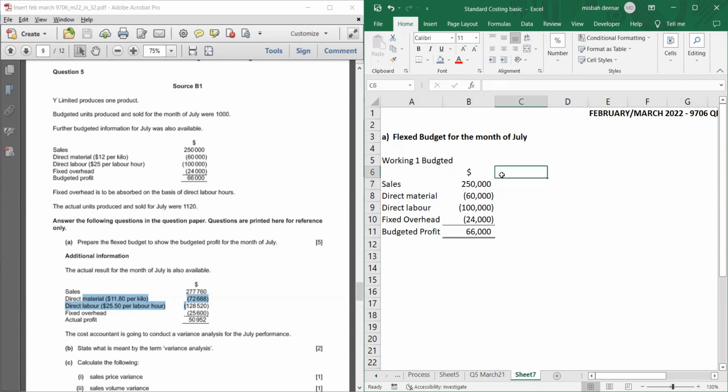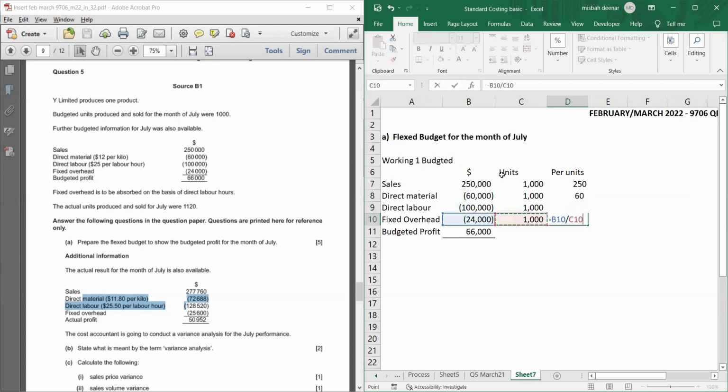So the number of units budgeted is 1000 units. To get the individual price per unit, the selling price per unit is 250, the direct material per unit is 60, in the same way direct labor is 100,000 divided by 1000, and the fixed overheads likewise. So these are the per unit costs.